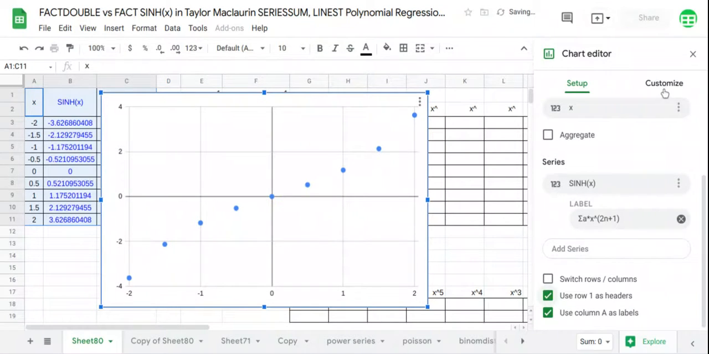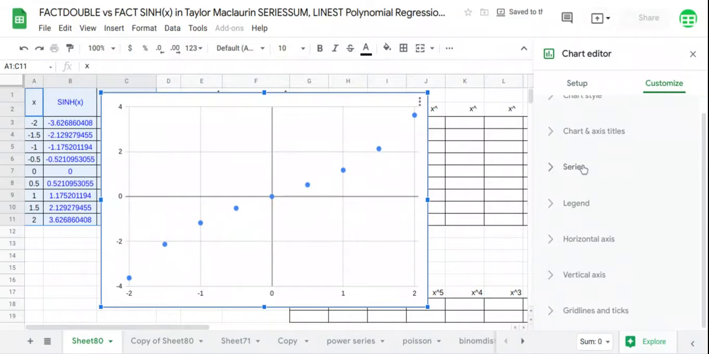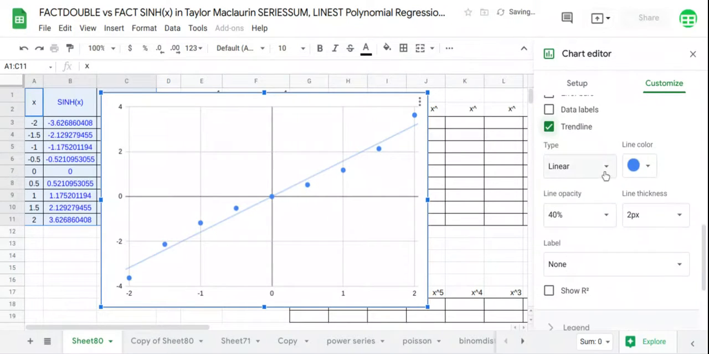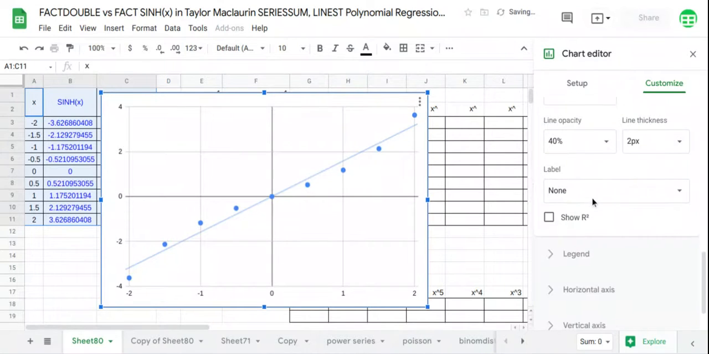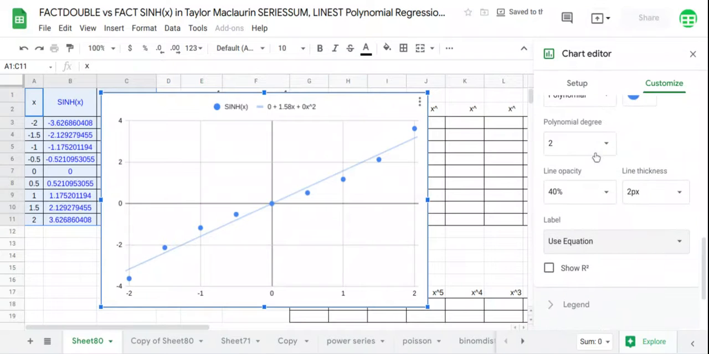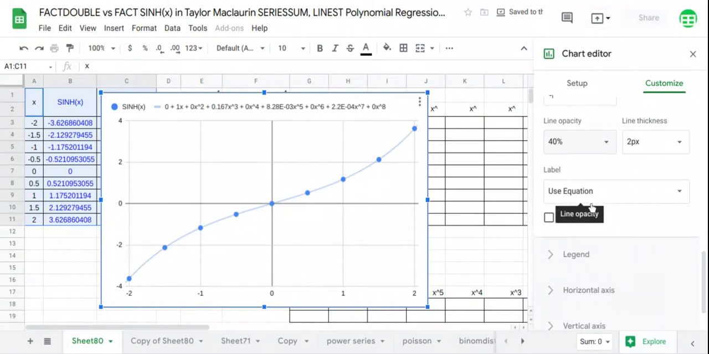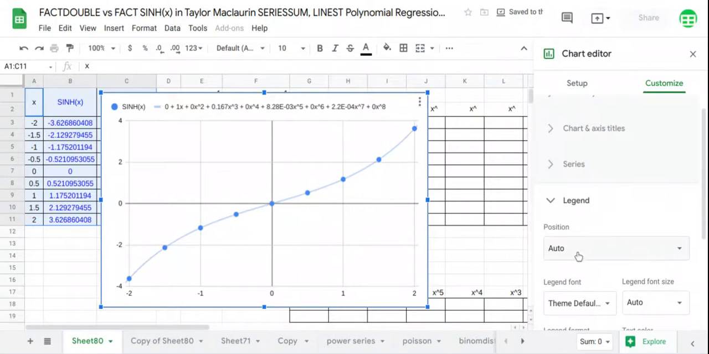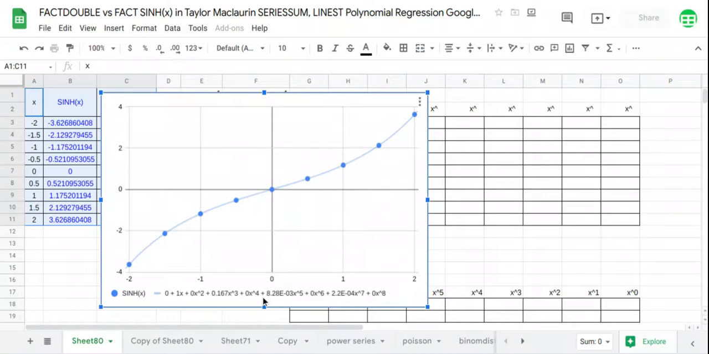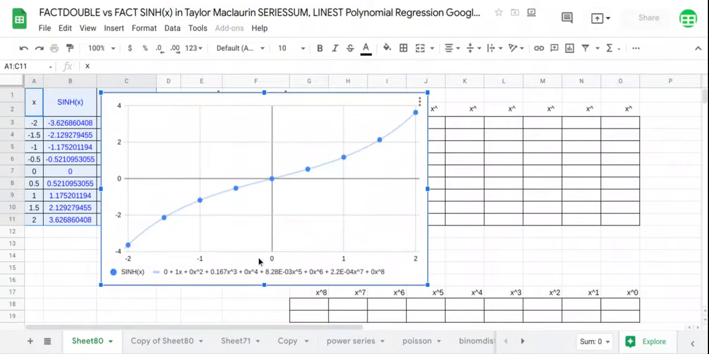Row 1 as header, and show the trend line. Polynomial, use the equation. Our polynomial degree is 8, and for the legend, position at the bottom. Here's our trend line and polynomial of the hyperbolic sine.